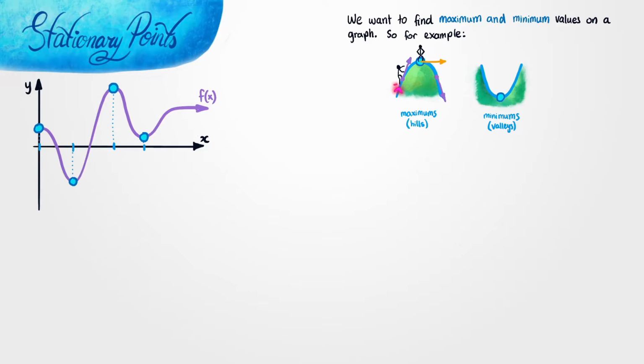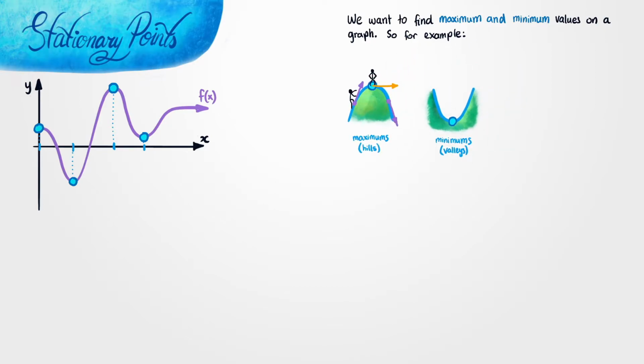Now, if on the way up the slope was positive, and on the way down the slope is negative, then at the top of the hill, the slope was exactly 0. This makes sense because you can't go from a positive number to a negative number without crossing 0 at some point. So therefore, we can see that when the slope is exactly 0, we must be at the top of a hill. And now we can apply similar reasoning to a valley.